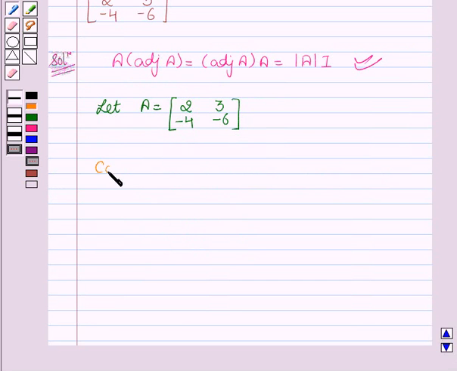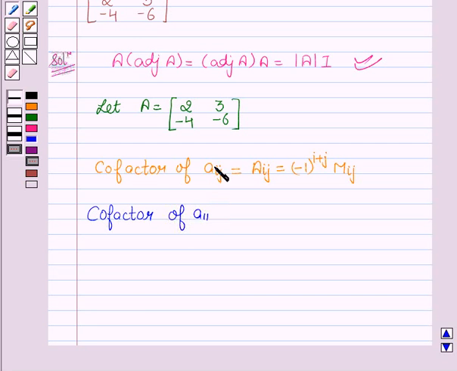So, cofactor of any element, say Aij, is denoted by capital Aij, equal to minus 1 to the power i plus j into Mij, where Mij is the minor of the element Aij. Now, we will write the cofactor of the elements of the matrix A. So, cofactor of A 1 1, that is 2, is denoted by A 1 1 equal to minus 1 to the power 1 plus 1 into M 1 1.